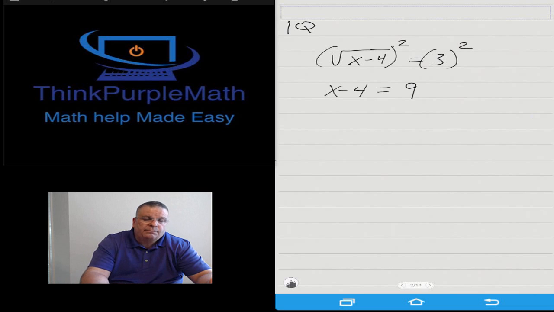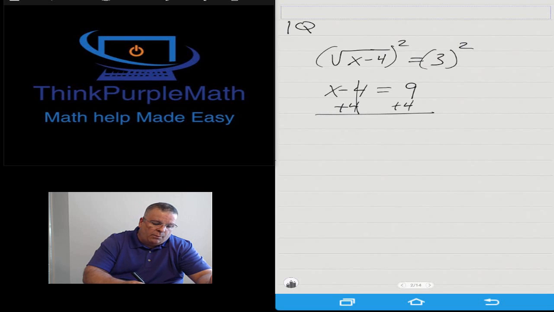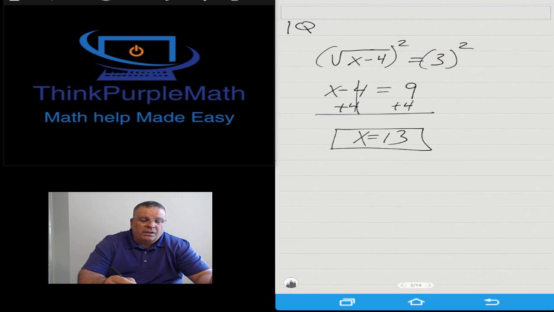3 squared is 9, so it starts out fairly simple. X minus 4 is equal to 9. Apply basic inverse operations by adding 4. X is equal to 13.